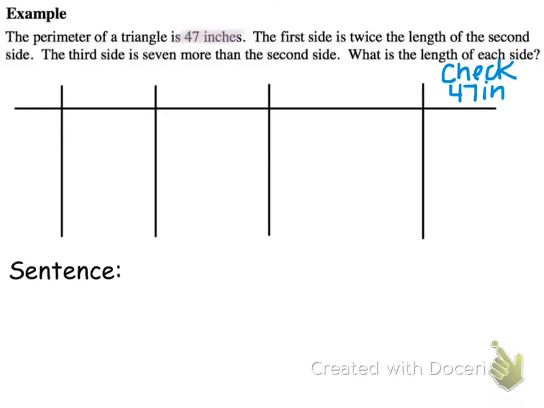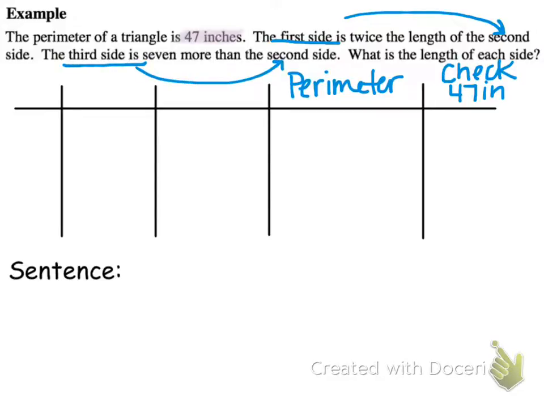And 47 inches is talking about the perimeter of this triangle. So that will be the thing that we'll be checking. And it looks like we're talking about 3 sides here. Now it's important to figure out which side do I want to guess. Looking at the information, it says the first side is twice the length of the second side. The first side requires the second side to figure out because it's going to be twice that one. The third side also requires the second side to figure out.